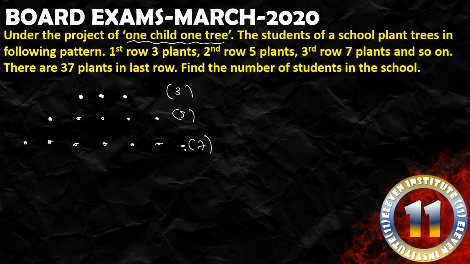So this is an arithmetic progression. So what is our arithmetic progression? 3, 5, 7 and so on. So from this I can write A is equal to 3 and D is equal to 2. આટલું લખાઈ દો અહીંયાથી.